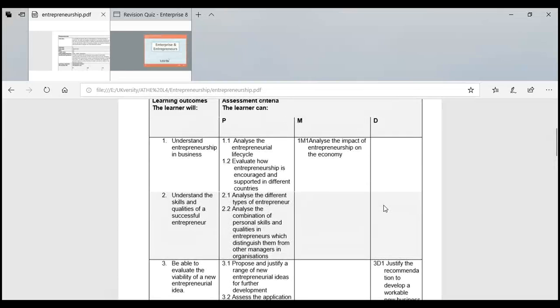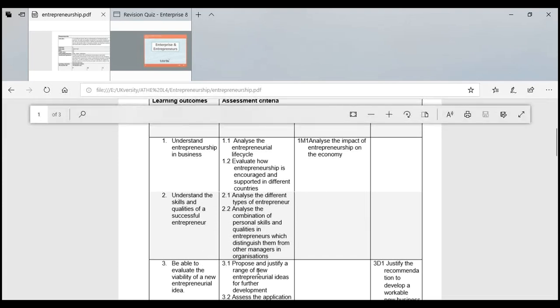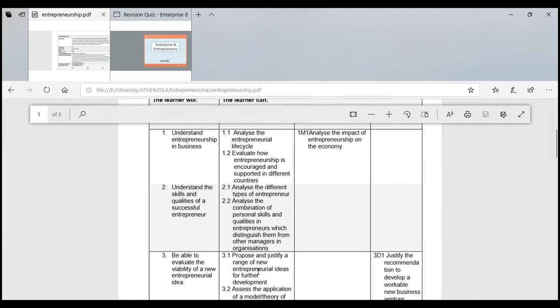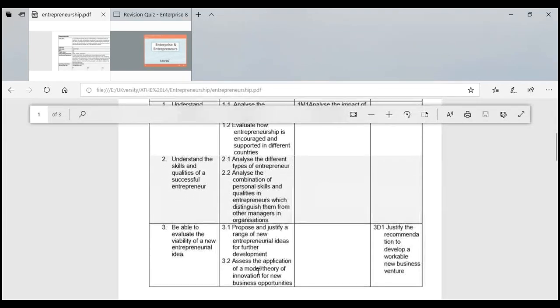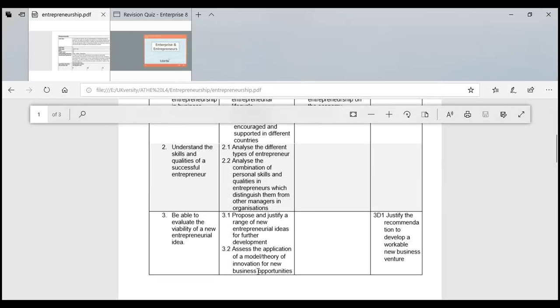The first learning outcome is to understand entrepreneurship in business, analyze the entrepreneurship life cycle, which is like a business cycle, and evaluate how entrepreneurship is encouraged and supported in different countries. We'll go through understanding the skills and qualities of a successful entrepreneur: why those businesses are successful, what sort of skills and abilities they have, how these requirements change with the passage of time to keep on track, and how we can develop those skills to be successful.